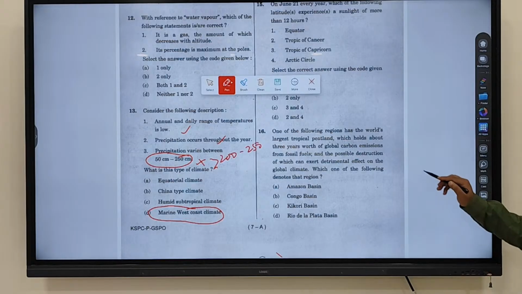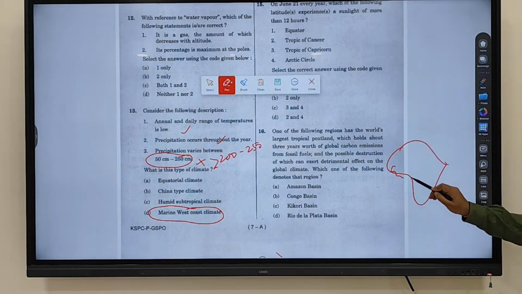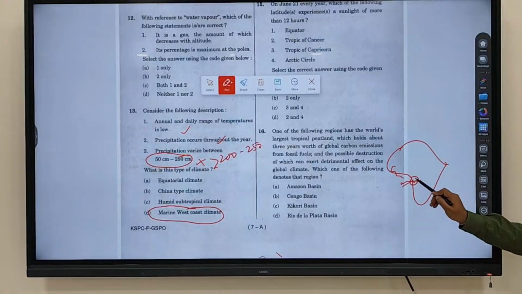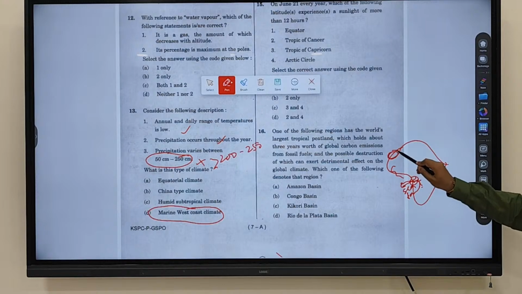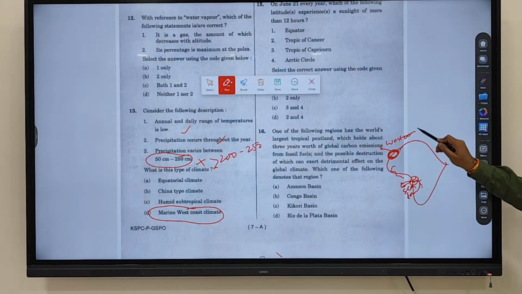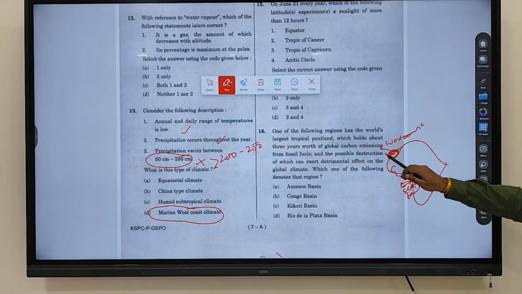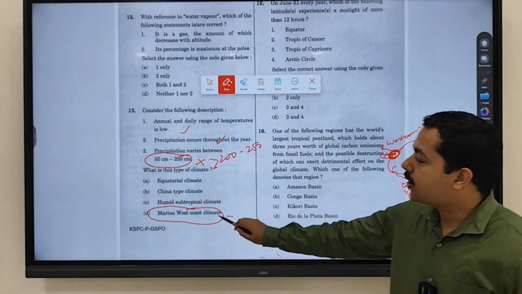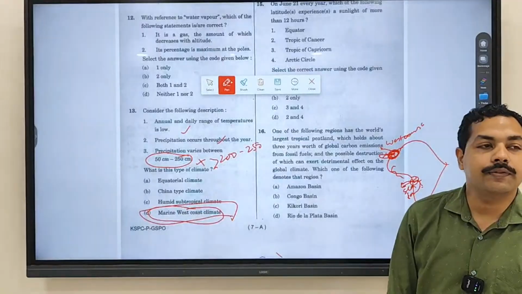Just now we discussed, if this region is a west coast, it is going to be influenced by which type of breeze? Land and sea breeze. If we are talking about west coast, this is also going to be influenced by the moderation of land and sea breeze. So it is talking about which type of climatic condition? Marine west coast climatic condition.